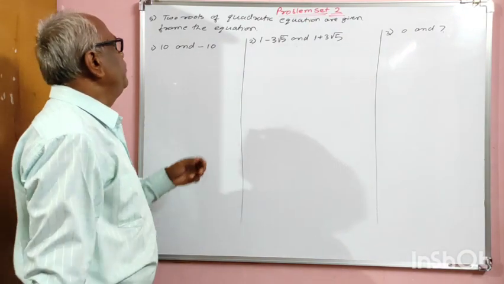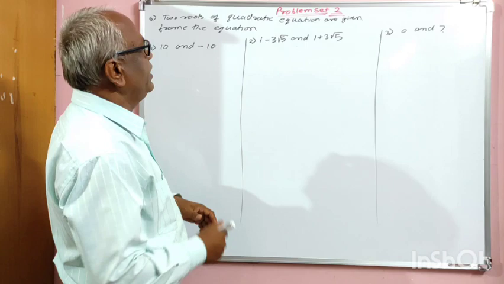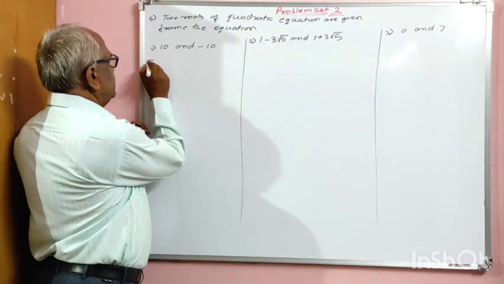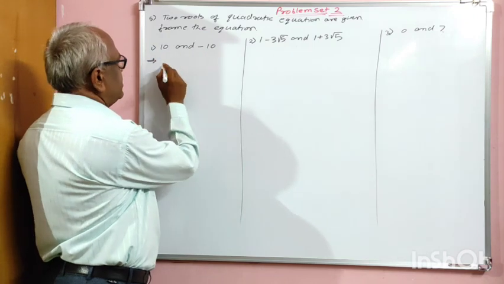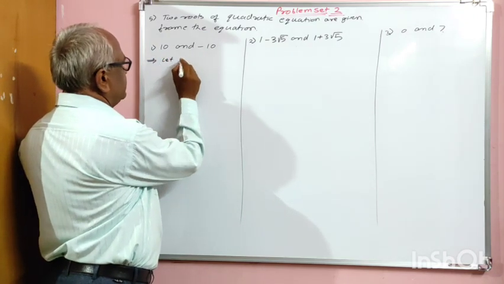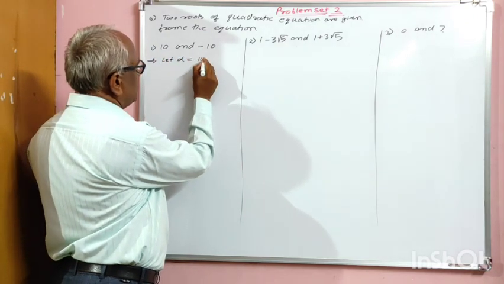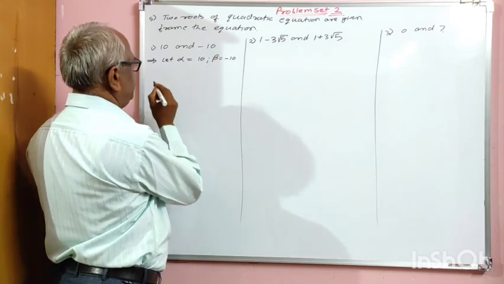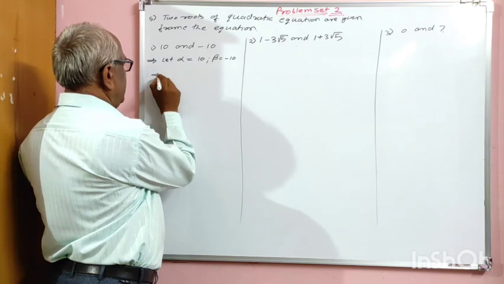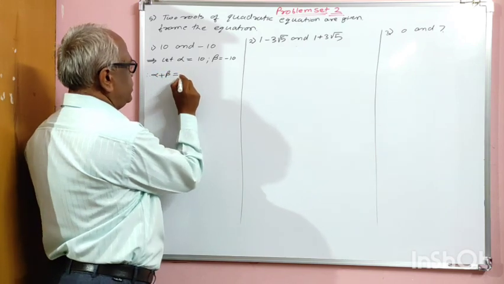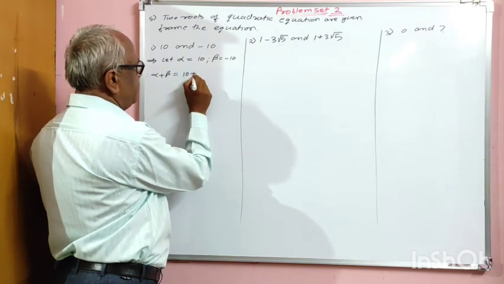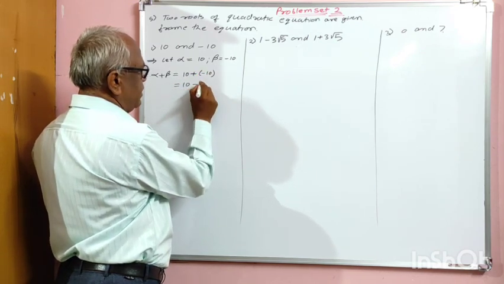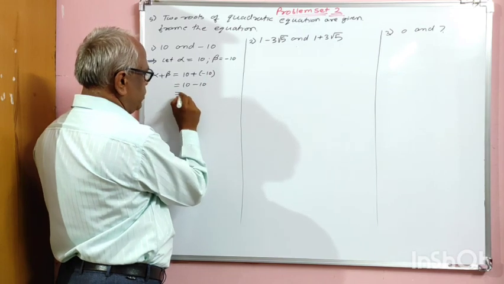Now question number 5: two roots of the quadratic equations are given, frame the equation. First one, 10 and minus 10. Let alpha is equal to 10 and beta is equal to minus 10. Therefore, alpha plus beta is equal to 10 plus in bracket minus 10, which is equal to 10 minus 10, which is equal to 0.